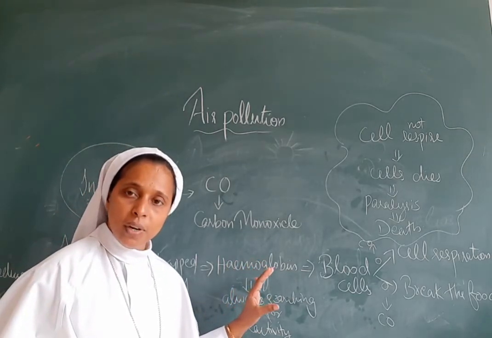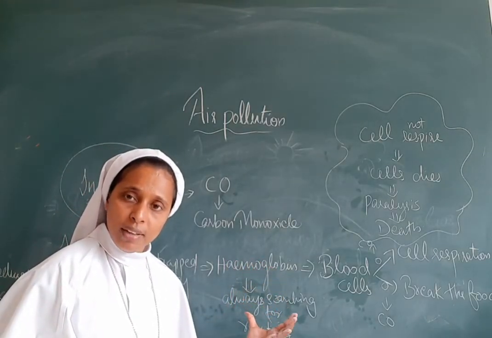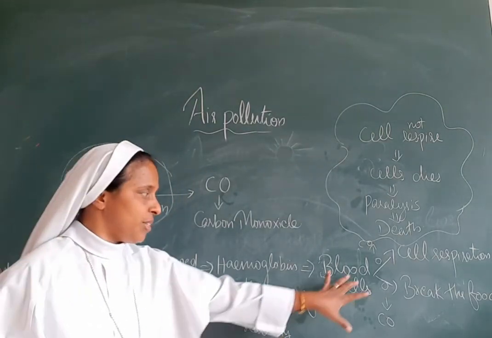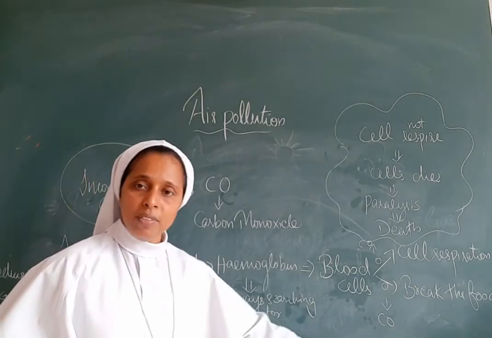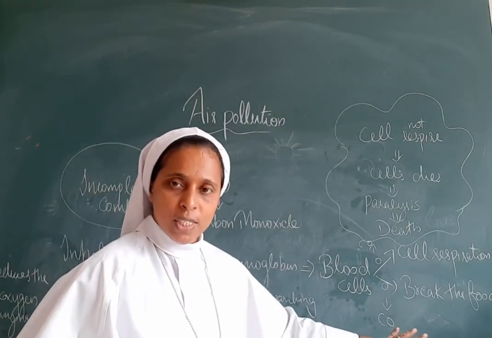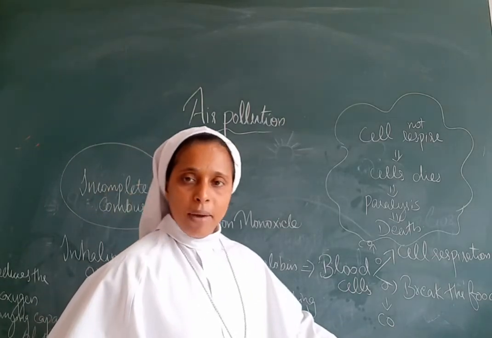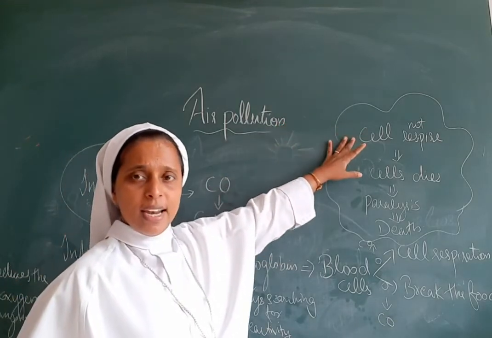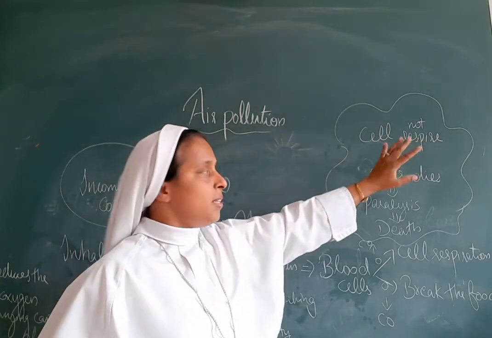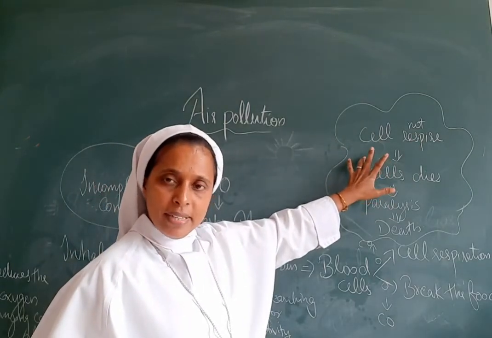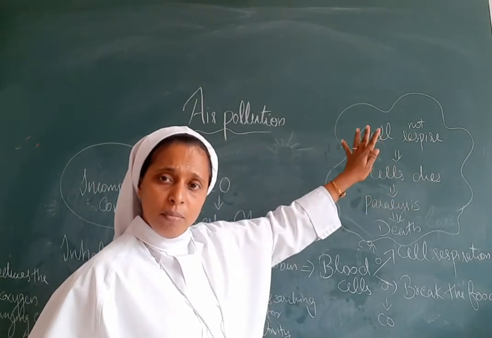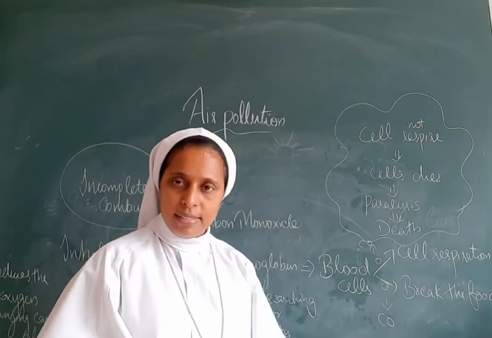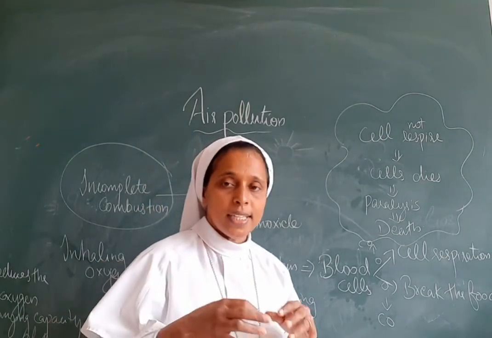So a hemoglobin is always searching for reactivity. So what happens? It will leave the oxygen and combine with the carbon monoxide, with other chemicals that are present there. It will be taken towards the cell, but the cell will not be able to respire, and then the cell dies. Sometimes paralysis occurs and death also occurs if carbon monoxide is inhaled instead of oxygen.